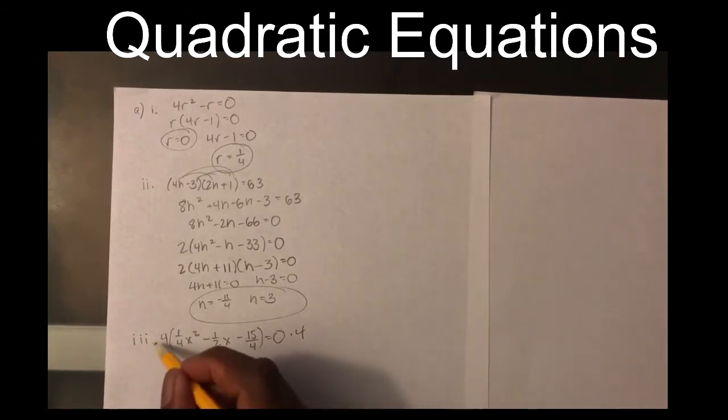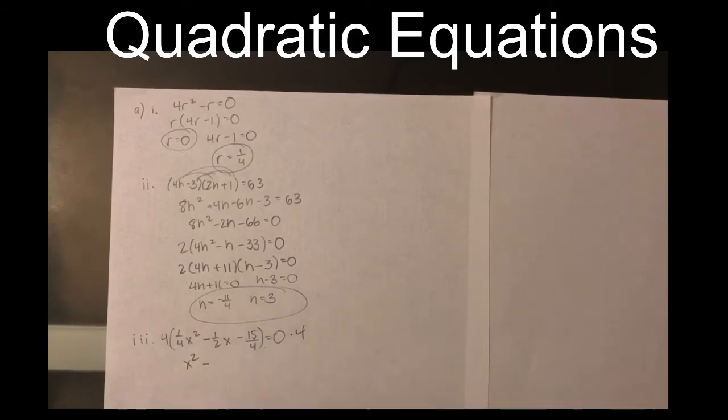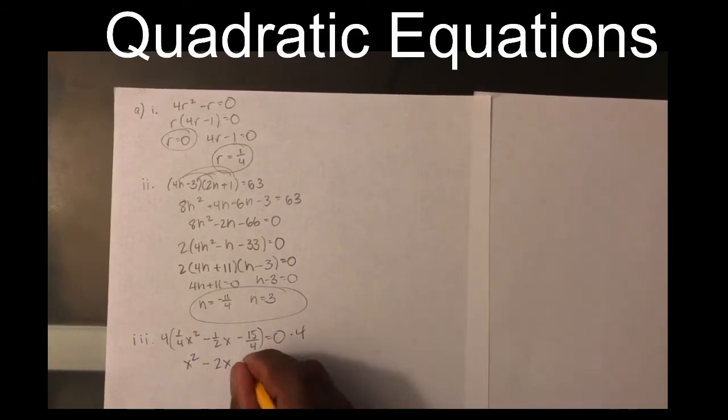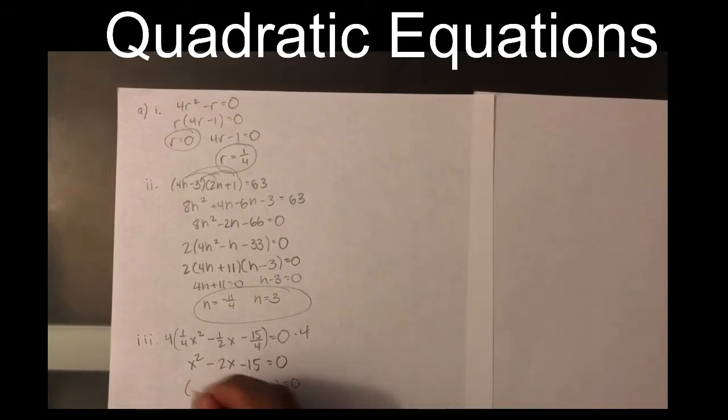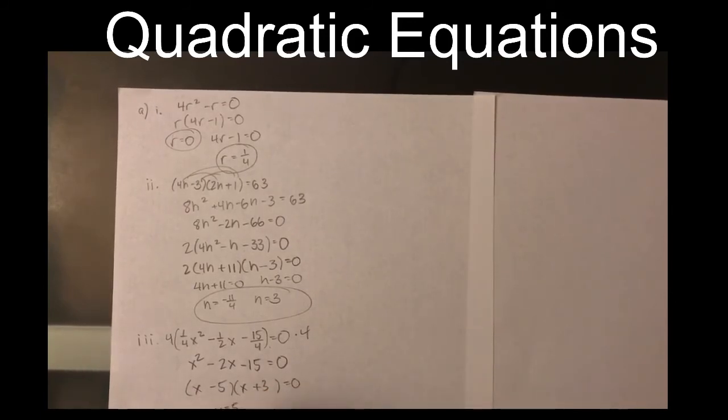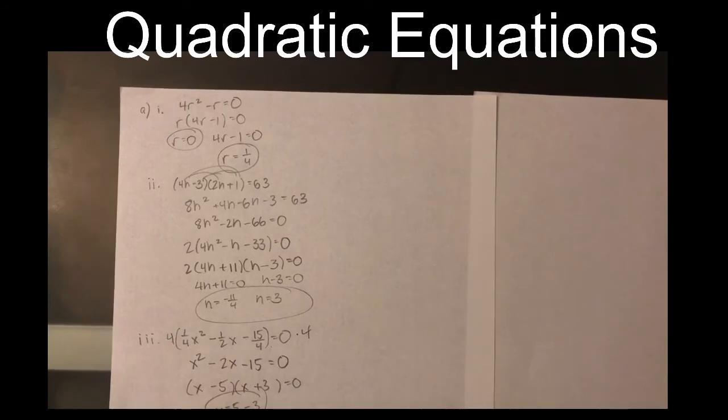So check it out. 4 times 1/4 is just 1, so that's just x squared. 4 times negative 1/2 is just negative 2. 4 times negative 15 over 4, you know, 4s would just cancel, right? So it's just minus 15. And the great news is that's still just 0. And now this is just math 1 right here. Just factor it down, and set each factor equal to 0. You got your answers. There you go. So yeah, that's solving by factoring.